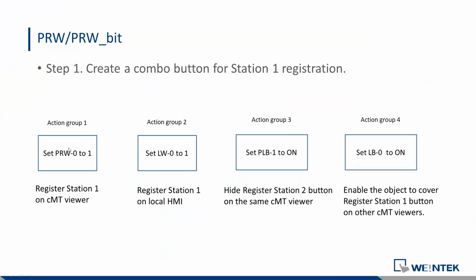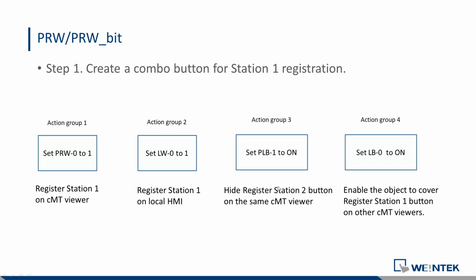In this combo button, you're going to set PRW0 to 1 in action group 1, and in action group 2, you're going to set LW0 to 1. In action group 3, you're going to set this address on, and in action group 4, you're going to set this on. In the first action group, PRW0 is the address where we register the station. In action group 2, we're going to use LW0 as the registration address of station 1 on the local HMI. You need to reserve LW0 for this purpose.